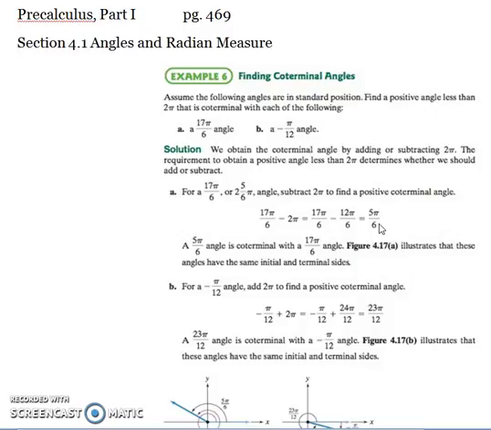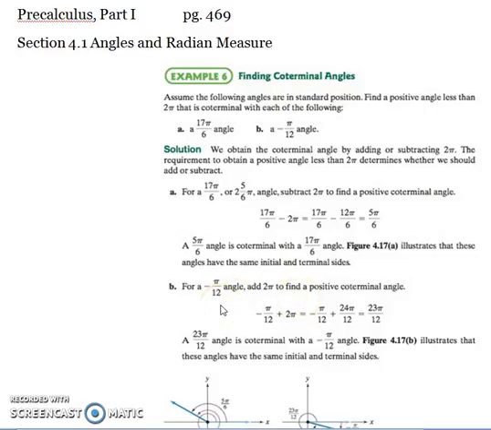If we wanted the negative one, we would simply subtract another 2 pi or 12 pi over 6 and get negative 7 pi over 6. So it depends on if they're asking for positive or negative. But this is exactly the same as the last one. We're still subtracting 360, but since this is in terms of pi, we have to be in terms of pi, which is where the 2 pi comes in.